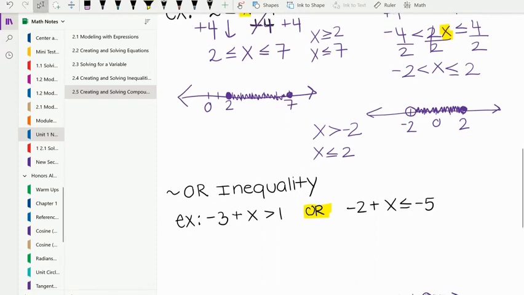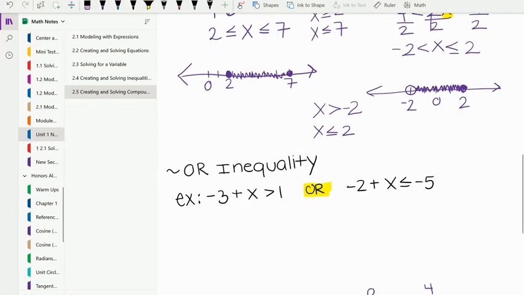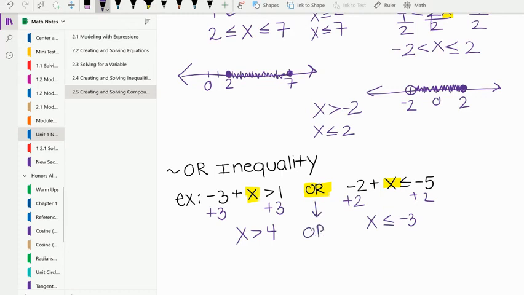So how you solve these is you actually just treat them like separate inequalities, okay? So for the first one, I want to isolate that x. So I'm going to go ahead and add the 3 to both sides. So I get x is greater than 4. So that one's done. On this one, I'm going to add 2 to both sides because, again, I'm trying to get that x by itself. So that cancels out, and I get x is less than or equal to -3. And then I bring down my or.